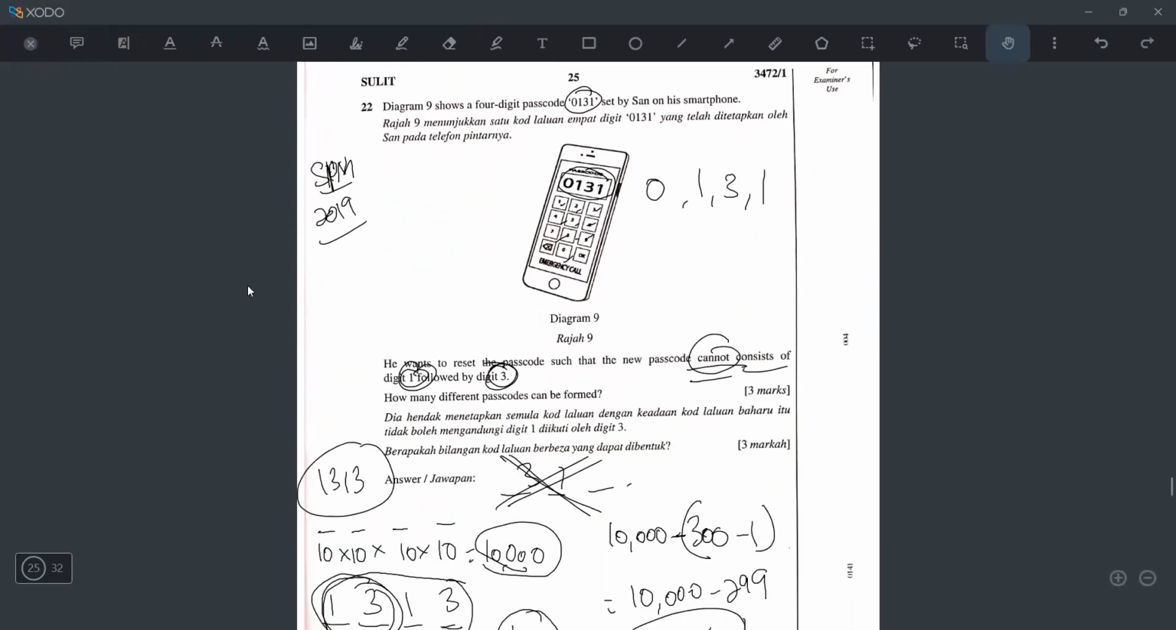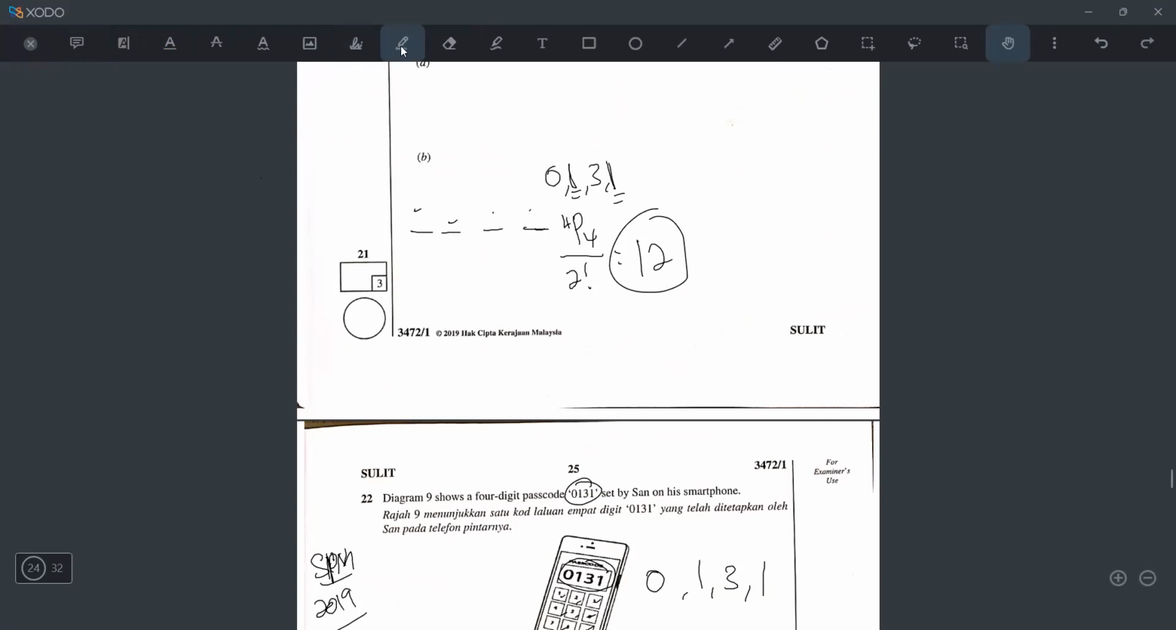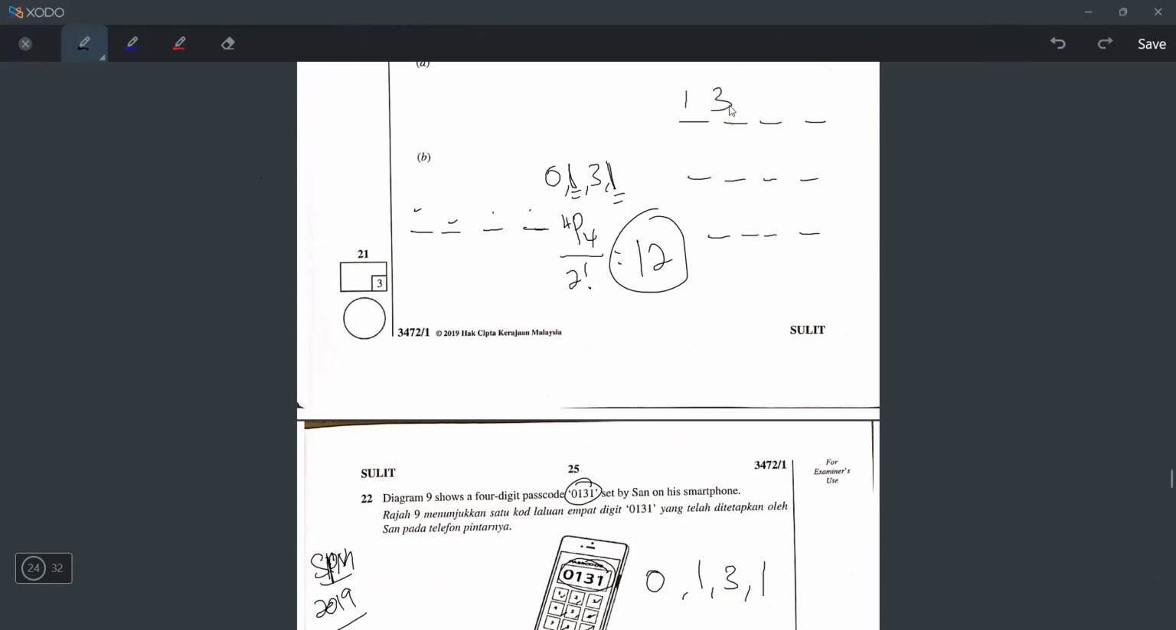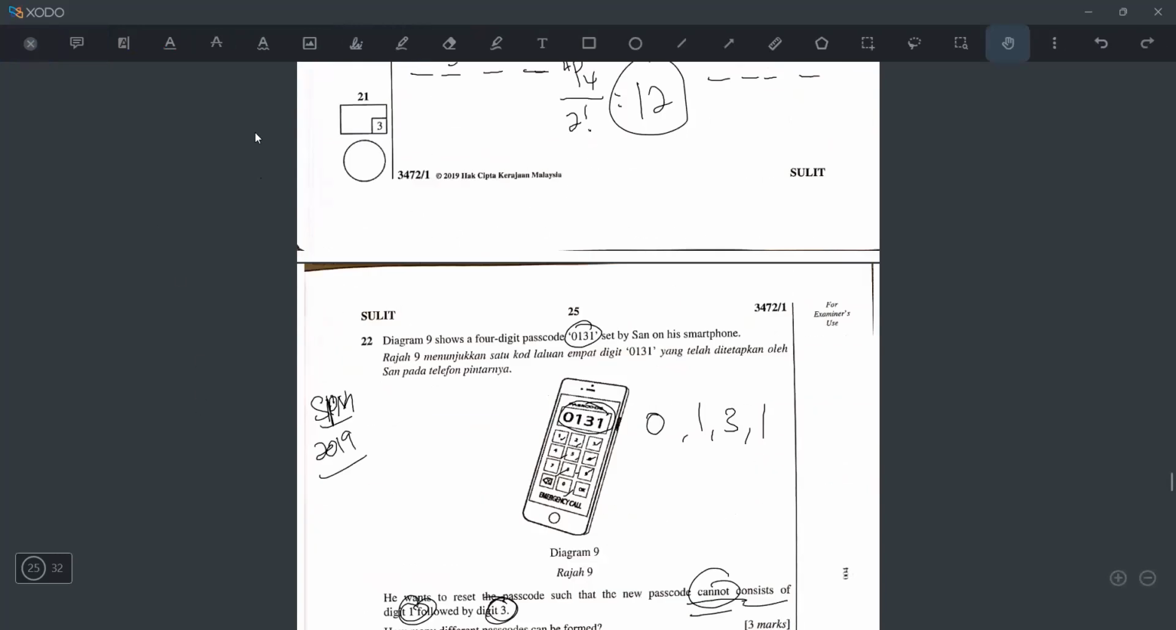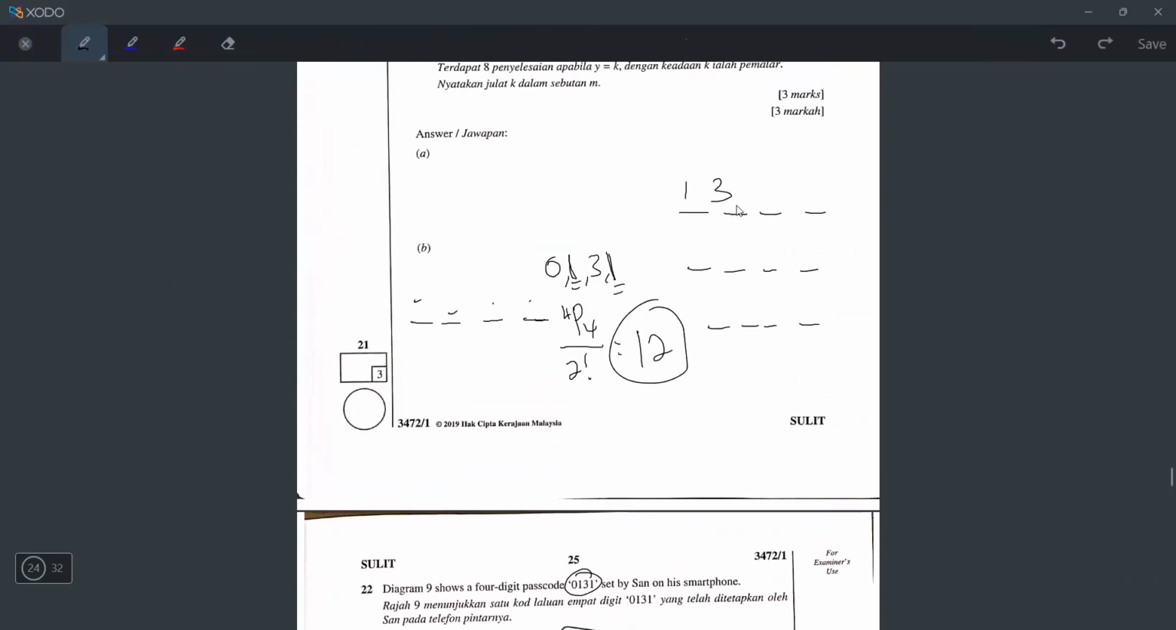But they say the passcode cannot consist of 1 followed by 3. So if it cannot consist of 1 followed by 3, I have to calculate the ways where 1 is followed by 3 first, and then only I take the 12 minus the number of ways where 1 is followed by 3. I know the question says cannot consist of 1 followed by 3, but it's much easier to calculate 1 followed by 3 and then take the total minus.